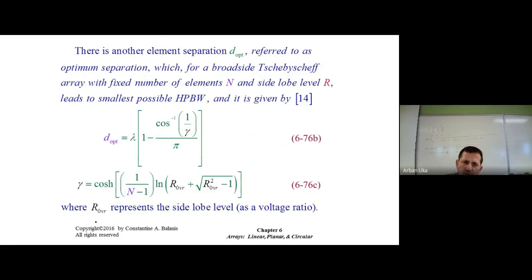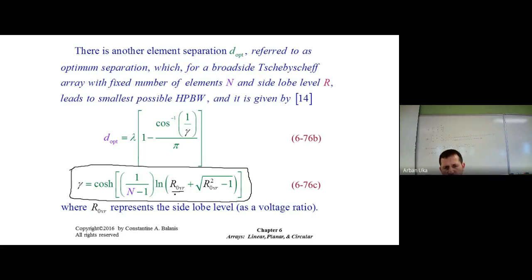Next to Dmax, we can also determine another element, which is the D-optimal, the optimal element separation between the different antennas. And this is given by this expression here. What we care about is this equation, because this one we know. We're going to set this one initially.